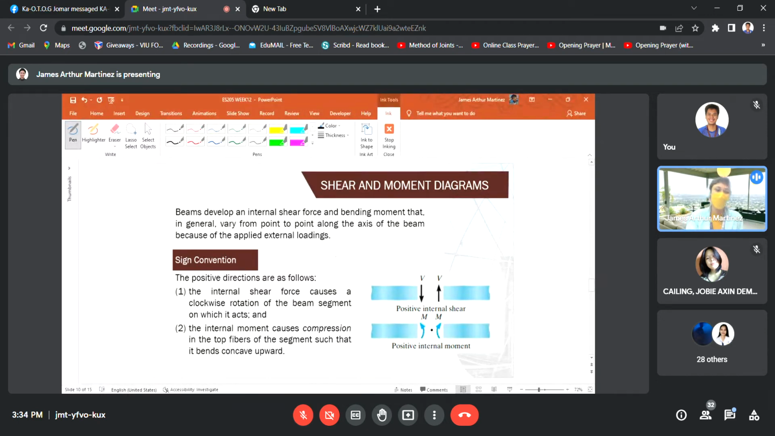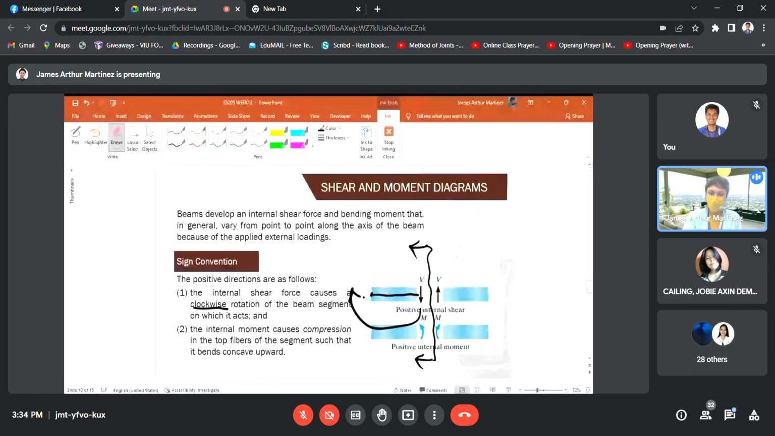So, it says here that the positive directions are as follows. Positive ang direction sa internal shear if it causes clockwise rotation of the beam. Let's say for example, nag-cut ta og plane, then we are to consider the left side sa structure. With respect to the support here, unsa man nga direction sa shear ang mag-cause of clockwise rotation? Di ba, it is downward nga direction. So, if downward direction imong shear with respect to this support, it will have a clockwise rotation.